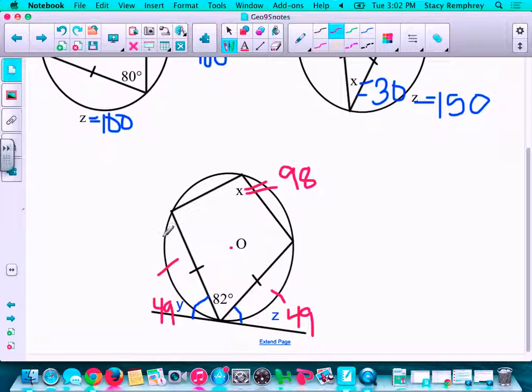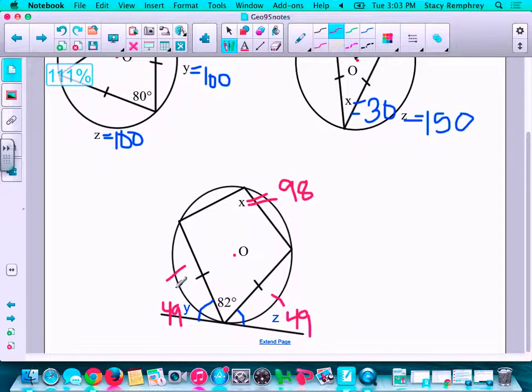I also know that these chords are equal, so these arcs are equal down here. And Y and Z are going to be half of these equal arcs. They're going to be equal. So you can take the 82, subtract that from 180, since Y, 82, and Z all make a 180-degree angle. That leaves 98 degrees to split equally between Y and Z.